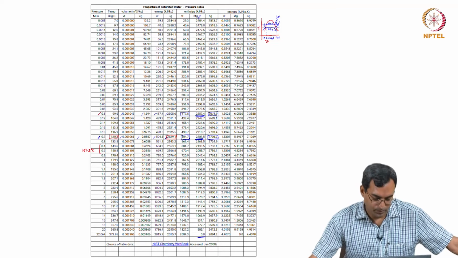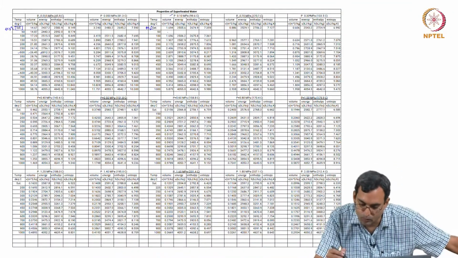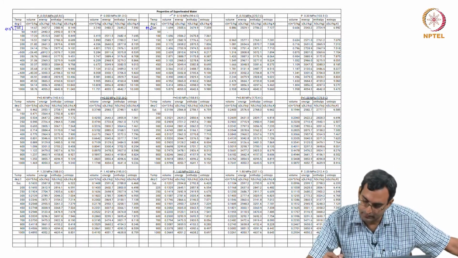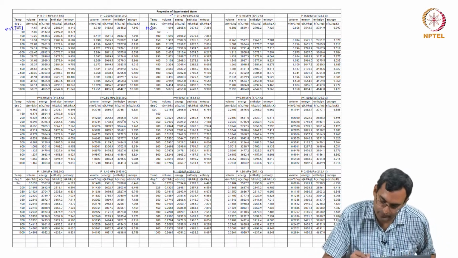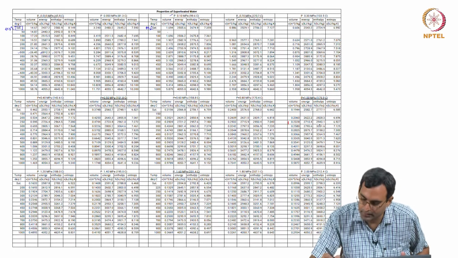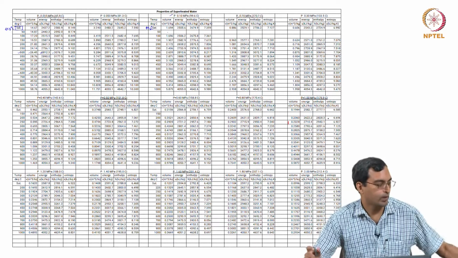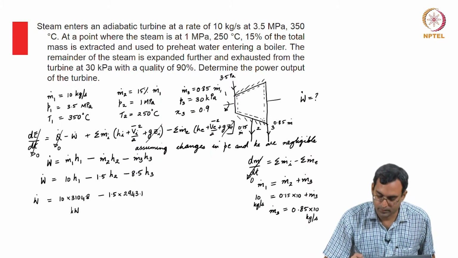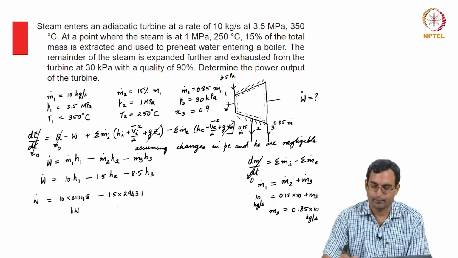So, what I need to do now is to look at the superheated tables again. I need the table for 1 megapascal. This is that table. At 1 megapascal, I need 250 degrees centigrade. So, this is my entry. I want enthalpy. So, that is 2943.1 kilojoule per kg into kg per second, which will again give me kilowatts.